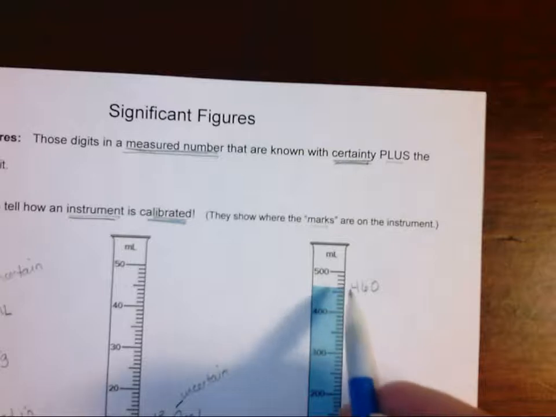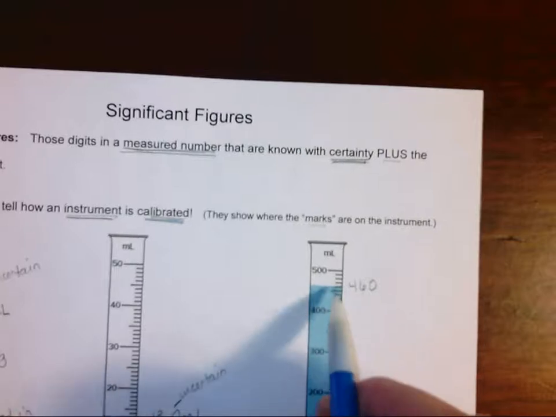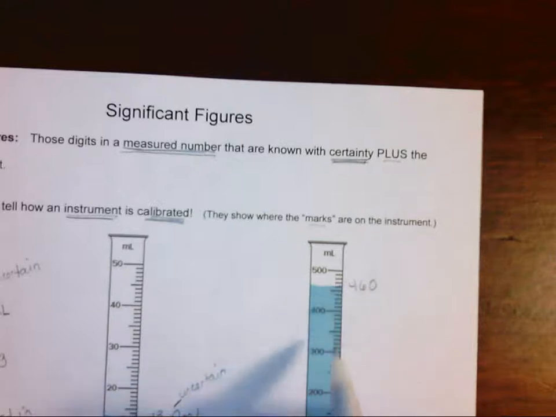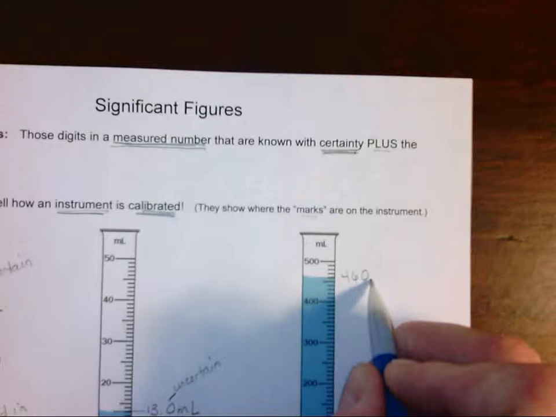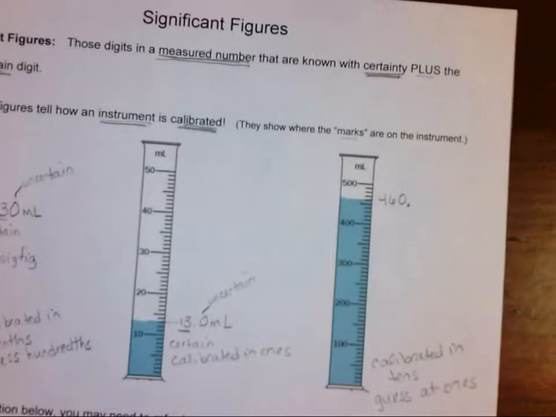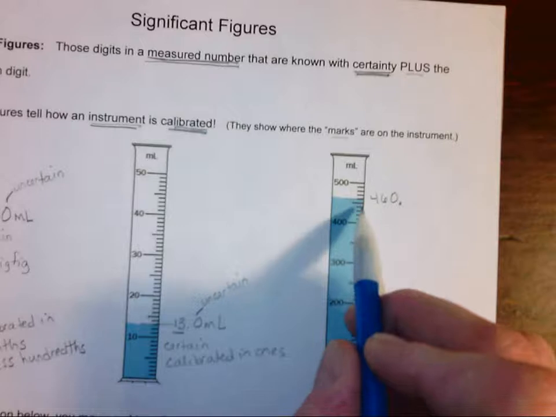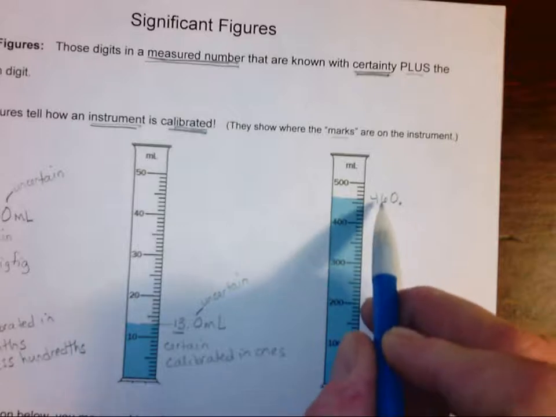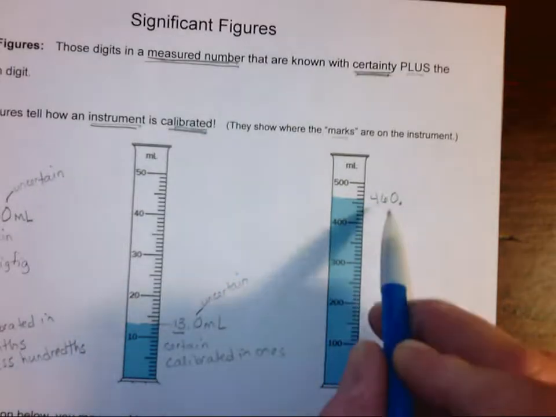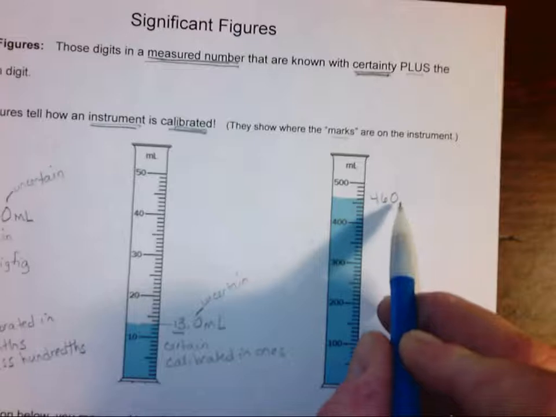What we cannot do is, we're saying that it's on the tens line, the 460 line. It's not above it, it's not below it, we're saying it's exactly on it. So we are going to say yes, that 0 is significant. If we had been a little bit above, a little bit below, we would have called it 459 or 461. But it is exactly on the line.